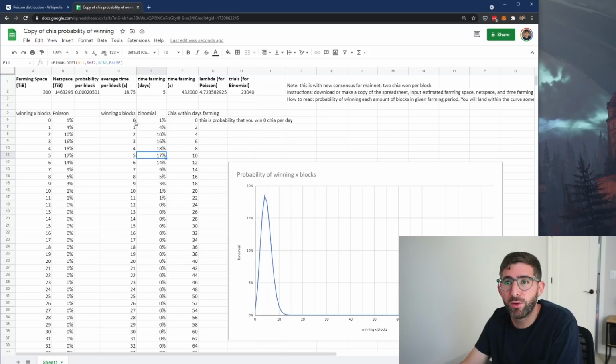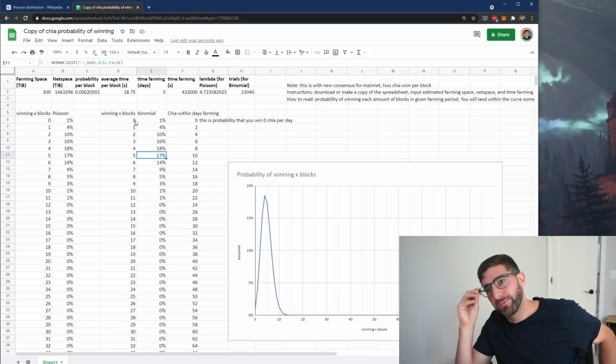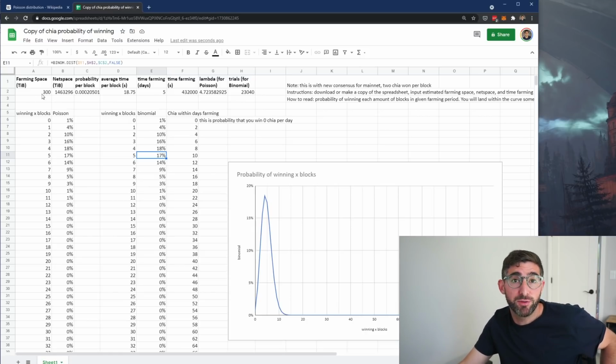So, okay, how do I use this to diagnose problems? If you have 300 terabytes and you've been farming for 5 days and haven't won a block, there's a 99% chance that things are broken, and there's a 1% chance that you're unlucky. I let people do the math, right? To me, that sounds like something's broken, and there's a 99% chance that something is not working functionally. So in that case, you start looking at debugging things.